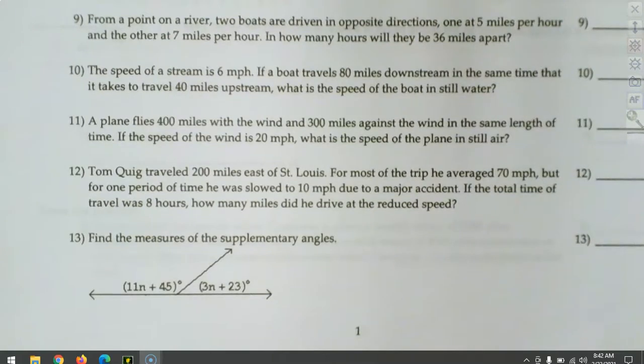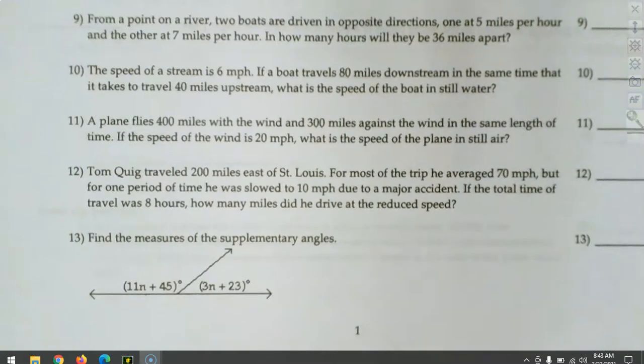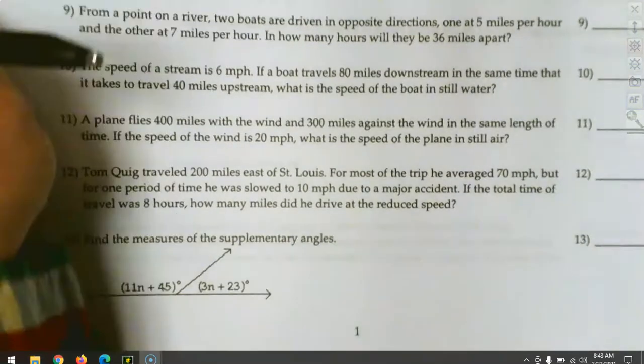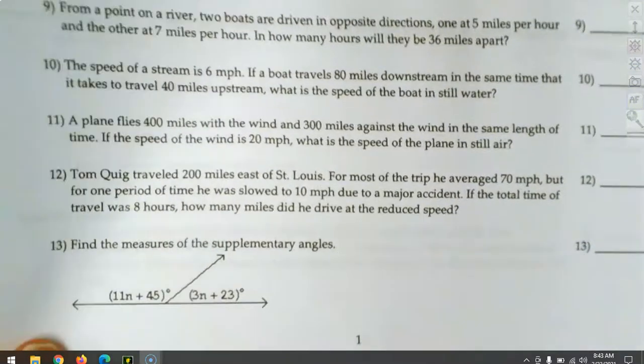The speed of a stream is 6 miles per hour. If a boat travels 80 miles downstream in the same time that it takes to travel 40 miles upstream, what is the speed of the boat in still water? So this one is a little bit different. That's why I wanted to make sure that we went over this one. Well, first things first, what do we know?